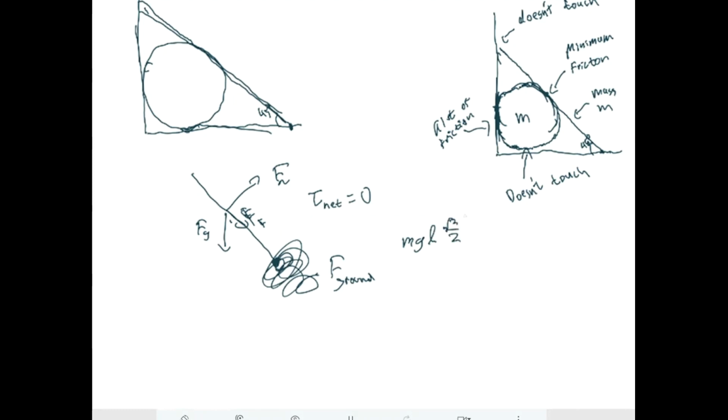Okay, and now what's the torque from the normal force? Yes, that is correct. It's the normal force times L, and it's in the other direction, so negative there. All right, and this is equal to 0. So immediately, we can solve for our normal force. It must be mg times √2/2.